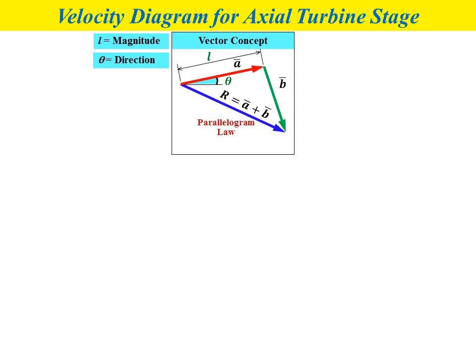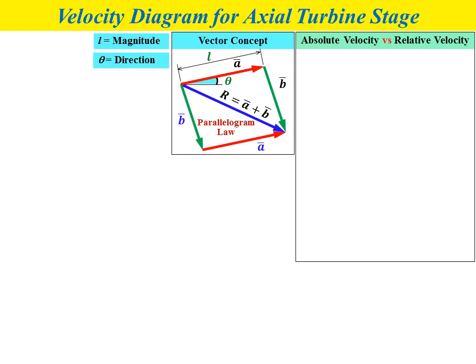If we refer to the parallelogram law of vectors, instead of vector A plus vector B equal to R, the resultant vector, we can also write the resultant vector as vector B plus vector A. So the result will be the same. The resultant vector for vector B plus vector A is actually the same as the resultant vector for vector A plus vector B.